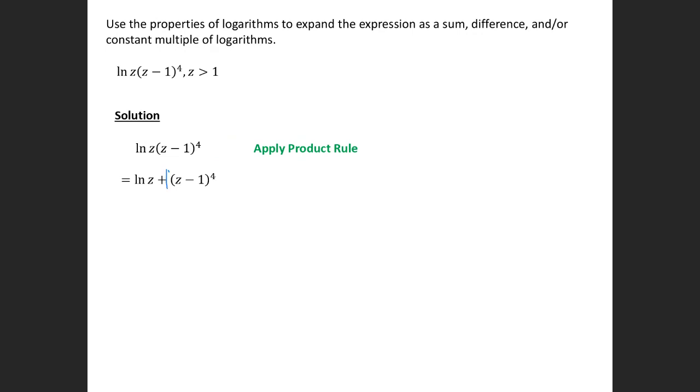Get the color here. I forgot my natural log there. So that should have a natural log. And then we're going to apply the power rule. Okay, so now you can see that I added it here. So the power rule tells me to bring the 4 to the front of the natural log.